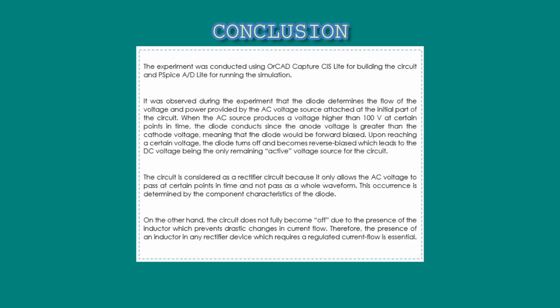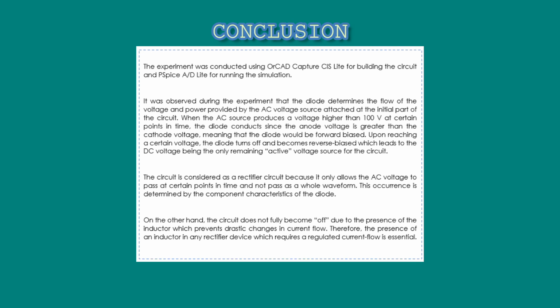Conclusion. The experiment was conducted using OrCAD Capture CIS Lite for building the circuit and PSpice A/D Lite for running the simulation. It was observed during the experiment that the diode determines the flow of the voltage and power provided by the AC voltage source attached at the initial part of the circuit. When the AC source produces a voltage higher than 100 volts at certain points in time, the diode conducts since the anode voltage is greater than the cathode voltage, meaning that the diode would be forward biased.